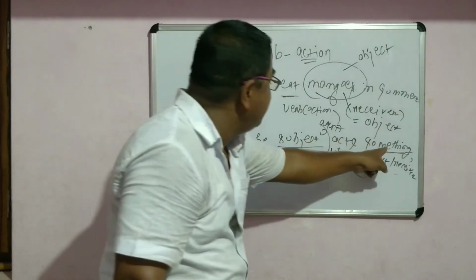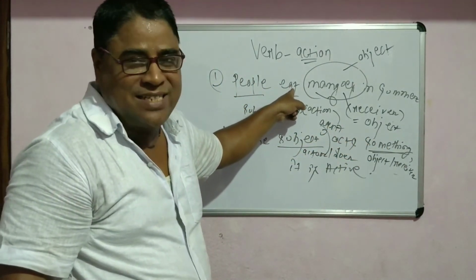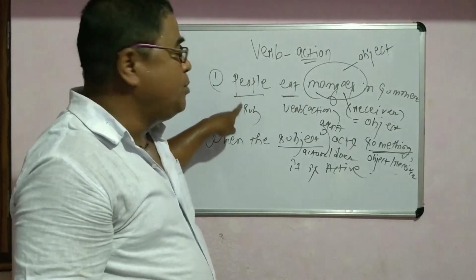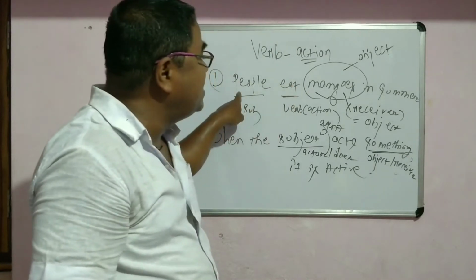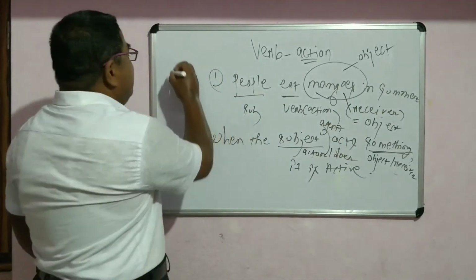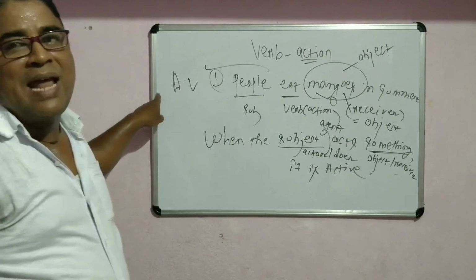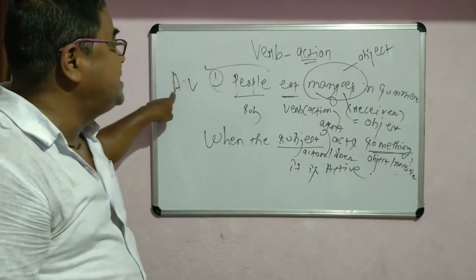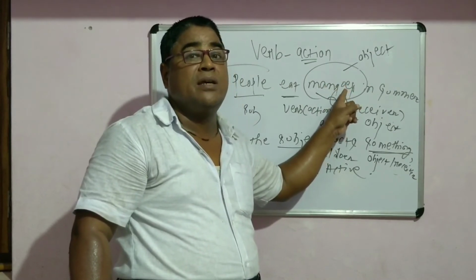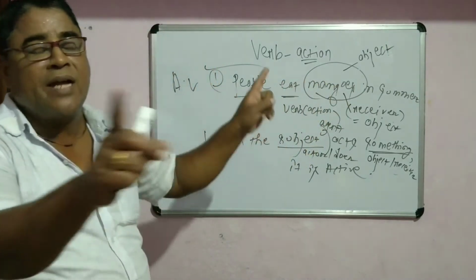What is the action? It receives the action of eating. Eating is the verb that refers to action. So it is the verb. Who eats? People eat. People is the subject. What do people eat? The answer is mangoes. Mangoes is the receiver or object. That is why the sentence is called active. This particular sentence is called active. So to make the sentence active, your object or receiver is compulsory. If there is no receiver, if there is no object, then the sentence cannot be active.